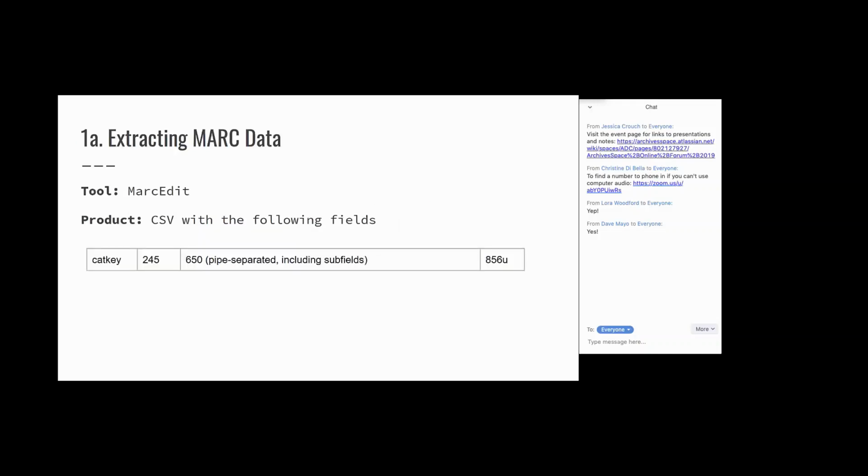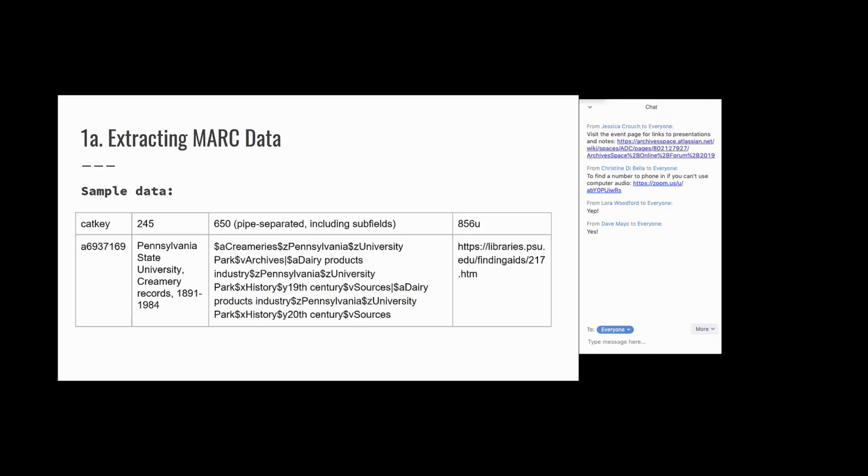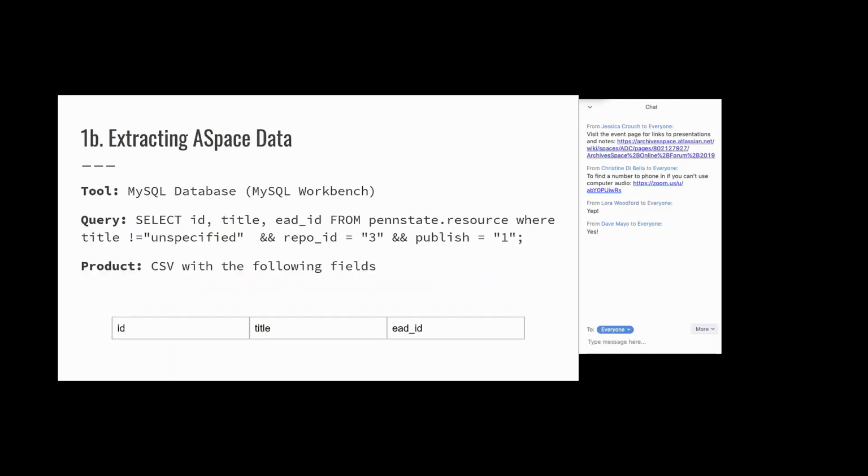First, extracting data. For the actual extract, I simply worked with one of our batch team members to extract everything that had a holding that was a manuscript. So I then used MARC Edit to create a CSV with the following fields: the cat key, the 245, the 650s as separated by pipe values. So if you'll see there between archives and dairy products on that second line, there's a pipe. Same thing between sources and dairy products on the 4th line. And then I got out the 856 subfield U, which is the URL to the finding aid. This was somewhat inconsistent, but it was one of the ways that I matched data between resources.